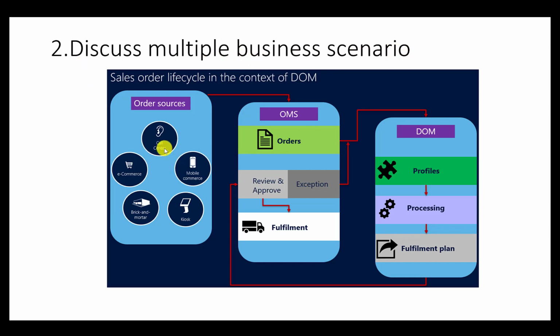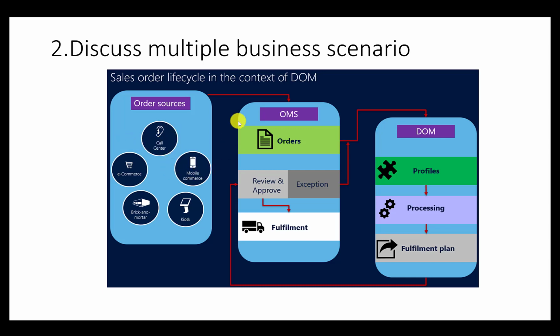The multiple business scenarios are that there are different order sources: call center, e-commerce, brick and mortar, kiosk, and mobile commerce. It can also be a DMF import as well. Regardless of where the order is coming from, as long as it is a retail order, that means the retail field is filled on the sales order table and it is classified as a retail sales order. That means the order source generating the sales order is a retail channel.